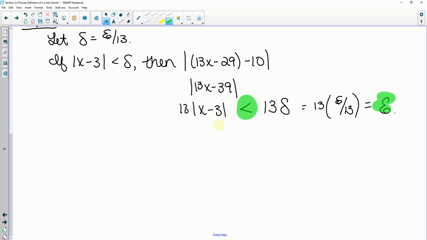Wait, I was doing good until we got the delta. Okay, where did we get the delta from? From this statement right here. So once I saw this, oh, I know that is less than delta. So 13 times that would be less than 13 times delta.